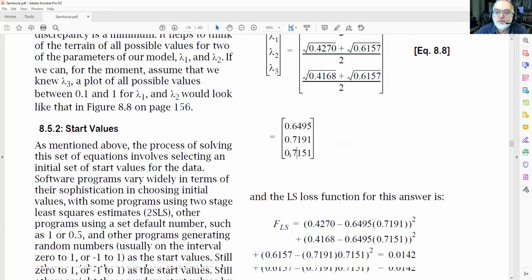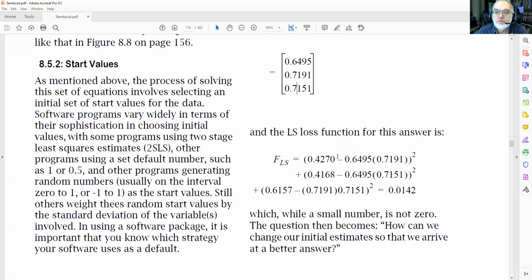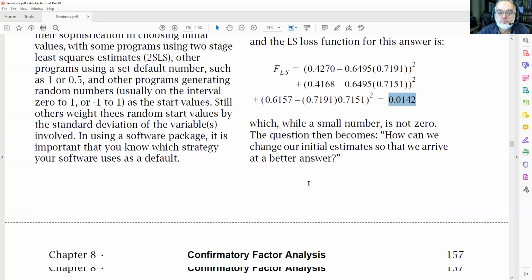And for those start values, I can plug that in. In other words, if loading 1 is 0.6495 and 7191, that's going to appear over here. The actual correlation was this. And the least squares loss then is the sum of the squares of the actual correlations minus the predicted correlations summed over all of the loadings in the model. And this leads us to say, well, that's one guess, but how can we change our initial estimates so we get to a better answer?